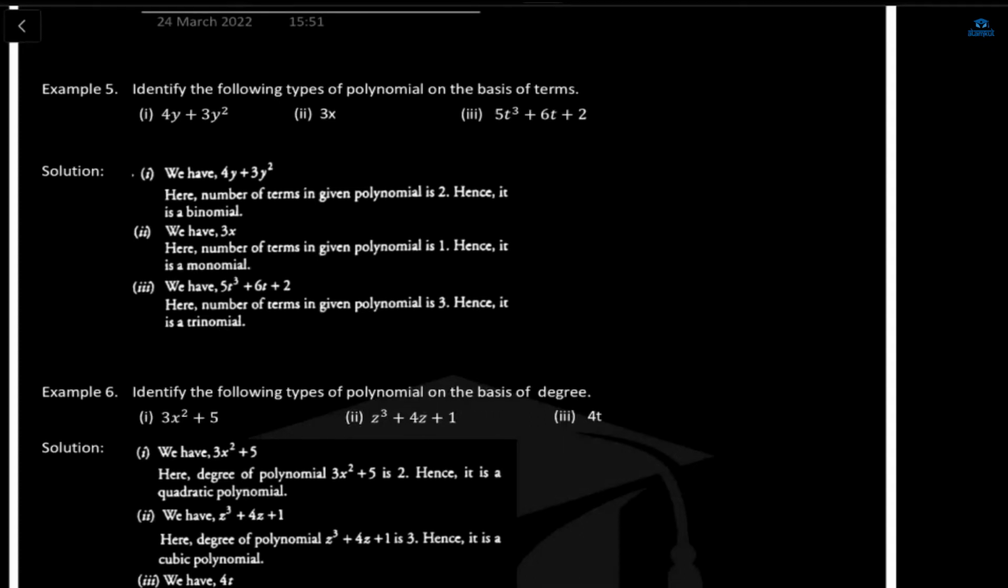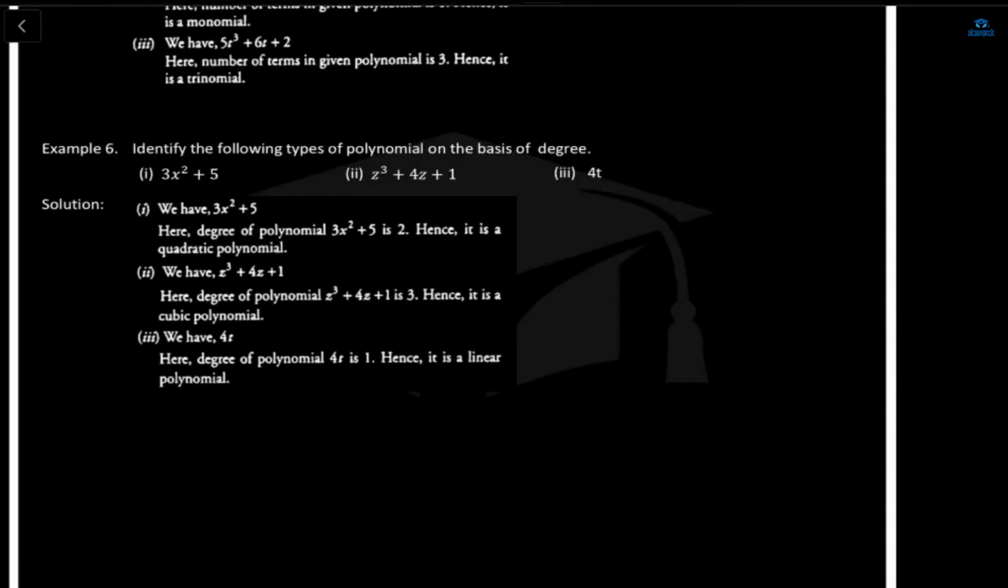Monomial. Yeah, Arham? It's monomial. The second one is 1. The first one, 2 terms are there, so it is binomial. Second one, 1 term is there, so it is monomial. Third, 3 terms are there, so it is trinomial. Okay, fine. So let's see the identification of the following types of polynomial on the basis of degree.